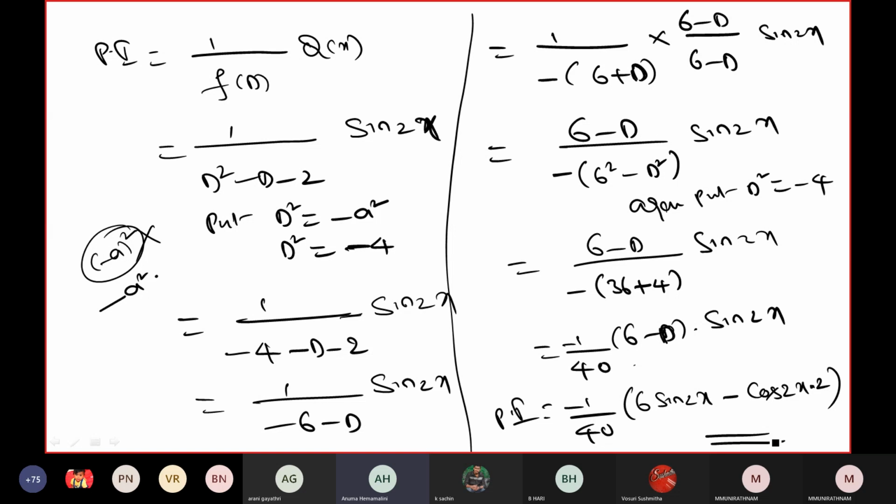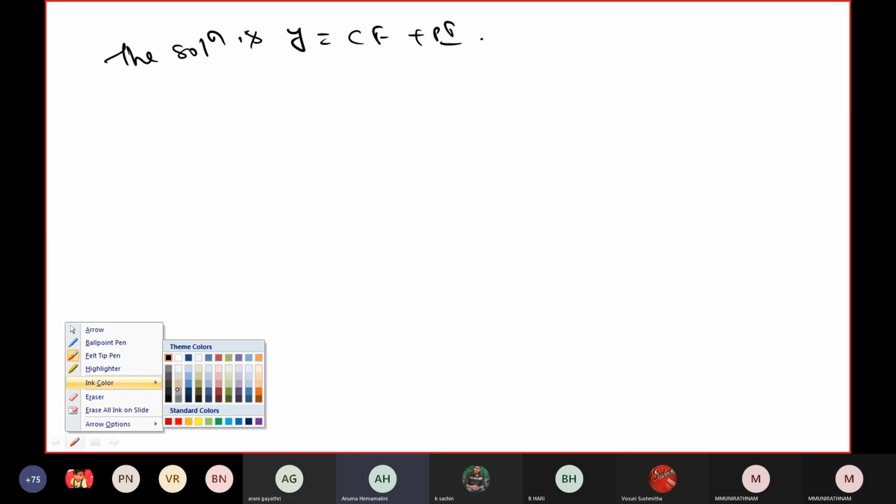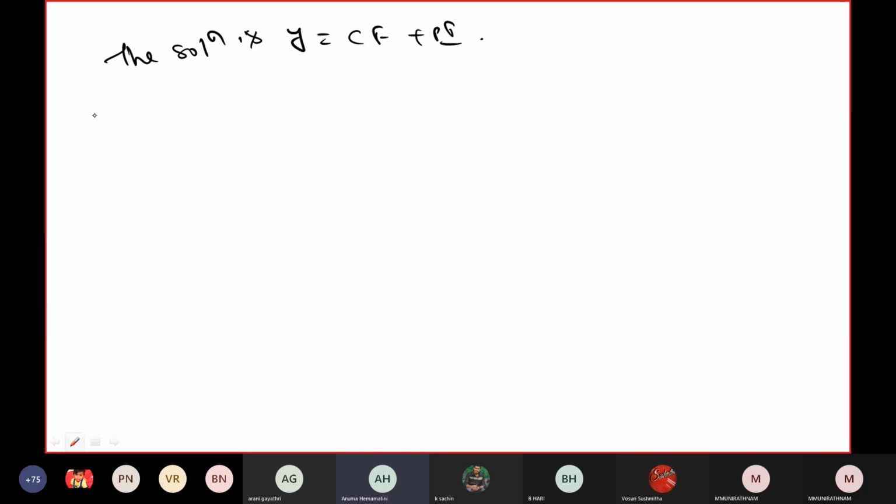So the solution is y equal to CF plus PI, right? The solution is y equal to CF plus PI. CF ఏమొచ్చిందో రాయండి, PI ఏమొచ్చిందో రాయండి. నెక్స్ట్ చూడండి నోట్. సో ఇక్కడ కూడా 0 అయితే ఏంటి? 0 అయితే ఇక్కడ కూడా అంతే సేమ్.